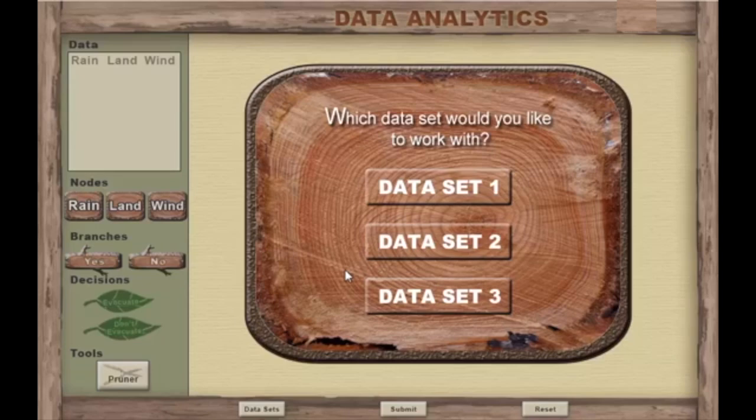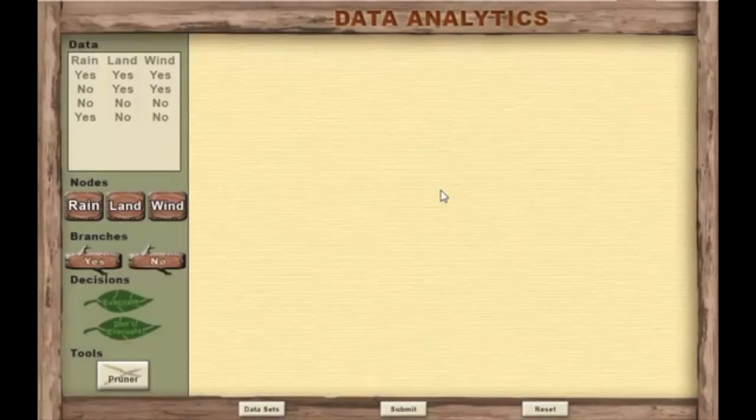When you first open the simulation, the pop-up box gives you the choice of 3 different data sets. Choose one of these data sets to begin constructing your decision tree. For this demonstration, I will select data set number 1. Notice that the data on the left panel of the screen is updated when a data set is selected.